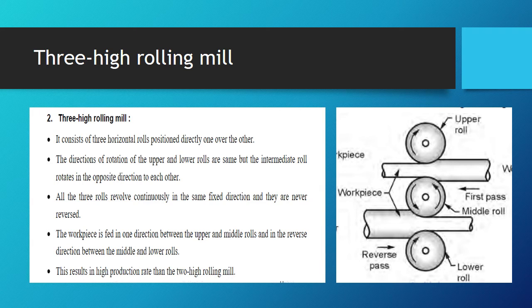Now coming to a three high rolling mill. So what happens in a three high rolling mill? Instead of two rollers, here there are three rollers. One is an upper roller, which is this one. Second is a middle roll or an intermediate roll, and the third is a lower roll. What actually happens in this is that you can process two kinds of materials simultaneously, or you can process one material twice.